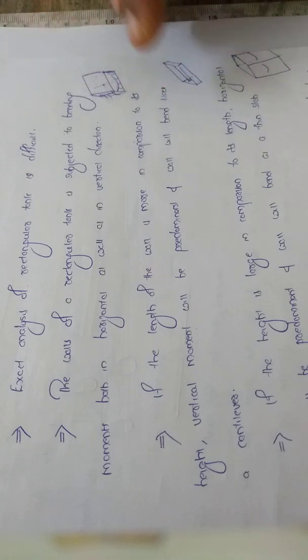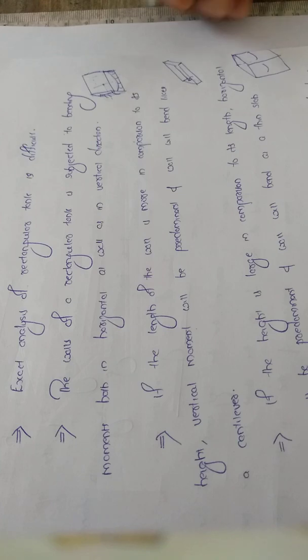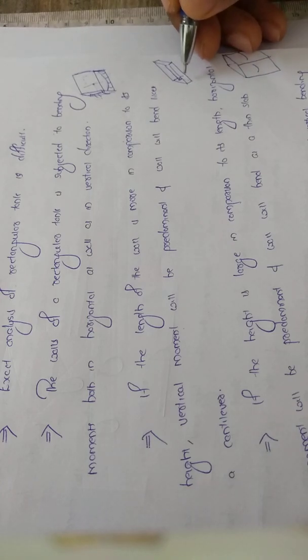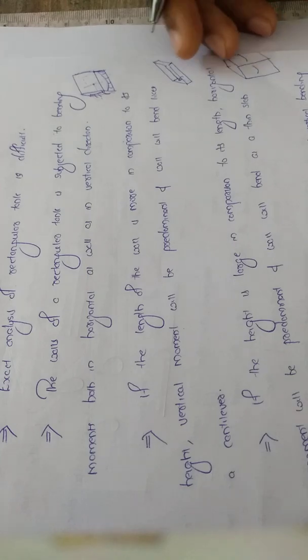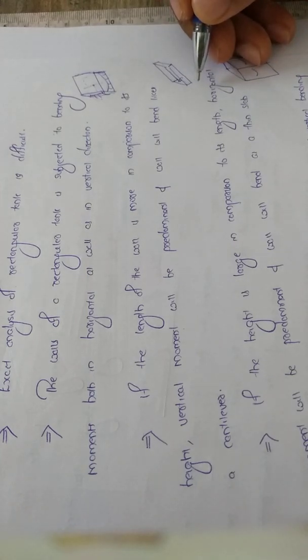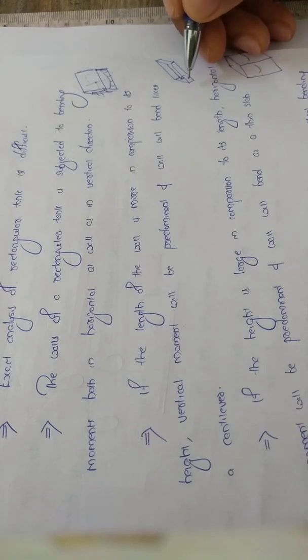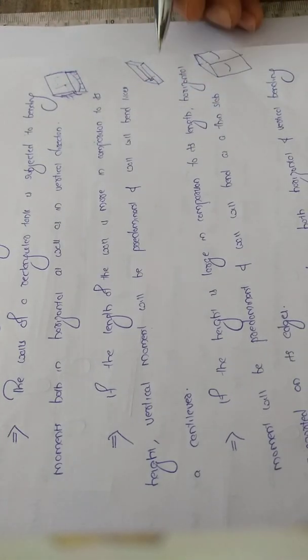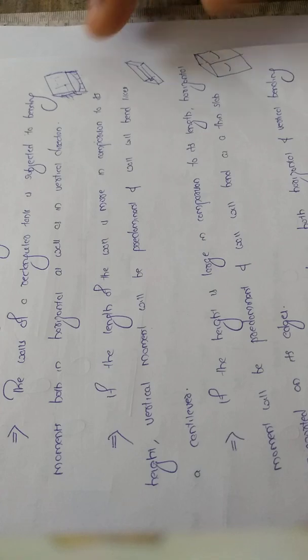If the length of the wall is more in comparison to its height, then the vertical moment will be predominant and the wall will bend just like a cantilever. So this is the case when the length of the wall is very high compared to its height, then the wall will be subjected to cantilever bending, or vertical bending similar to cantilever bending.